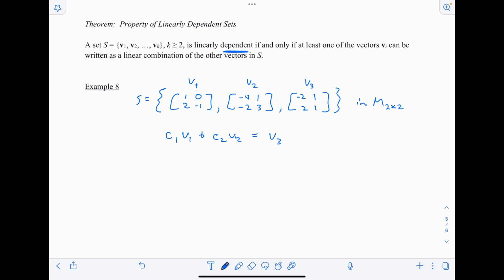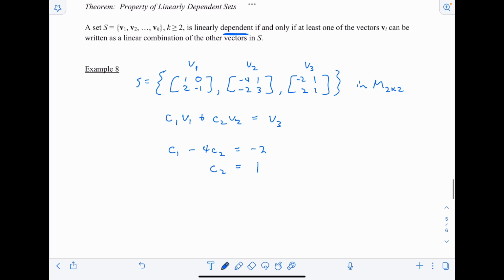All right, so here, and I'm not going to write this out, but if we look at the first row, first column components, we're basically saying that C1 times 1 minus 4C2 has to equal negative 2 in V3. If I look at first row, second column, no C1, I'd have a C2 that has to equal 1. And then in the second row, first column, 2C1 minus 2C2 has to equal 2. And then finally, negative C1 plus 3C2 is equal to 1.